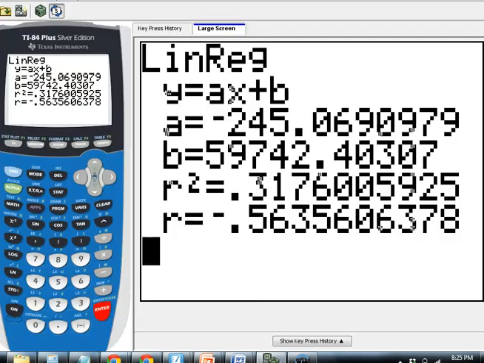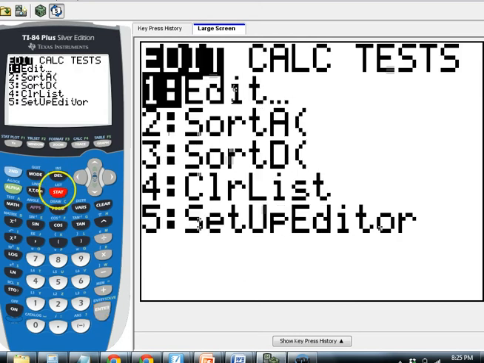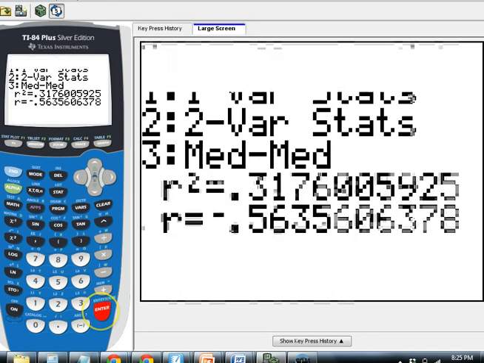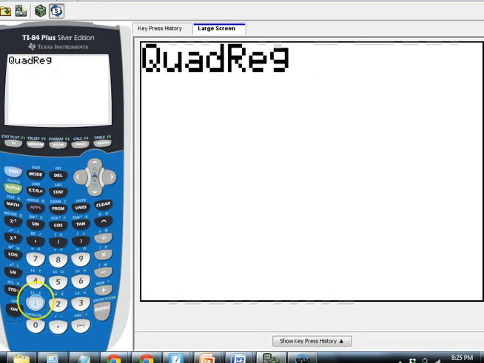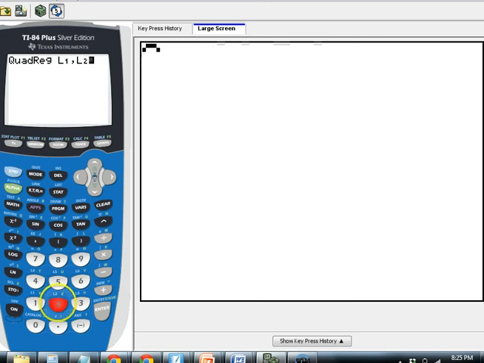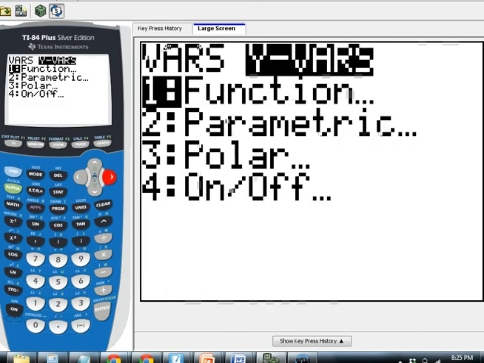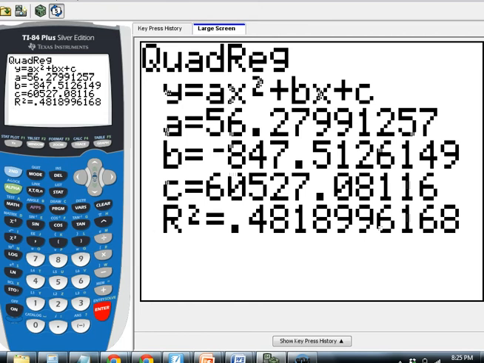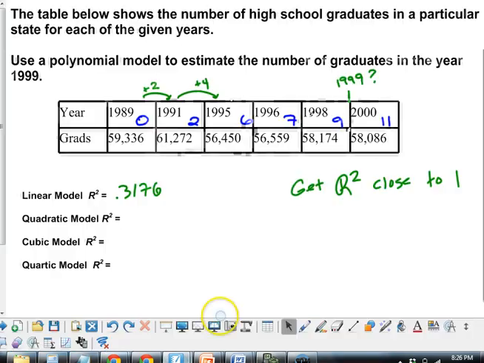Now let's continue by looking at the quadratic R squared and see how that looks. Quadratic is option 5, so we pick that, and we'll do the quadratic regression with list 1, comma, list 2, comma, y1. And when we do that, you can see that we have an R squared now of 0.4819, when rounded off.